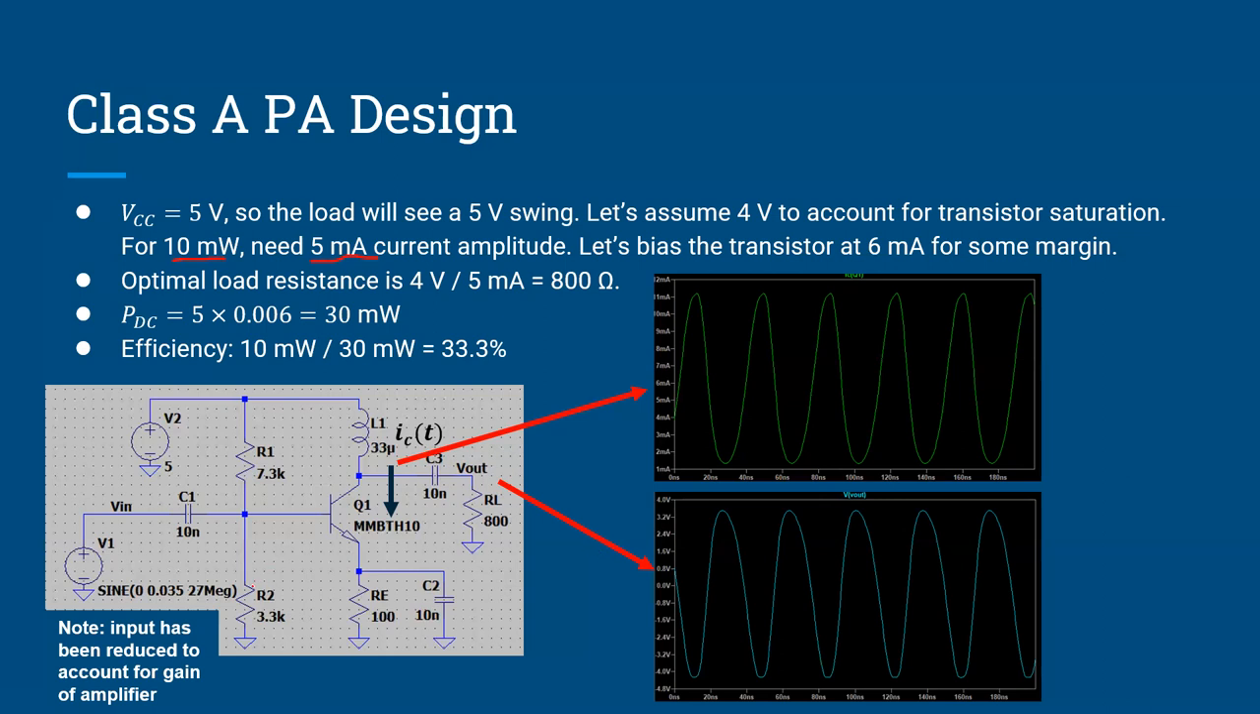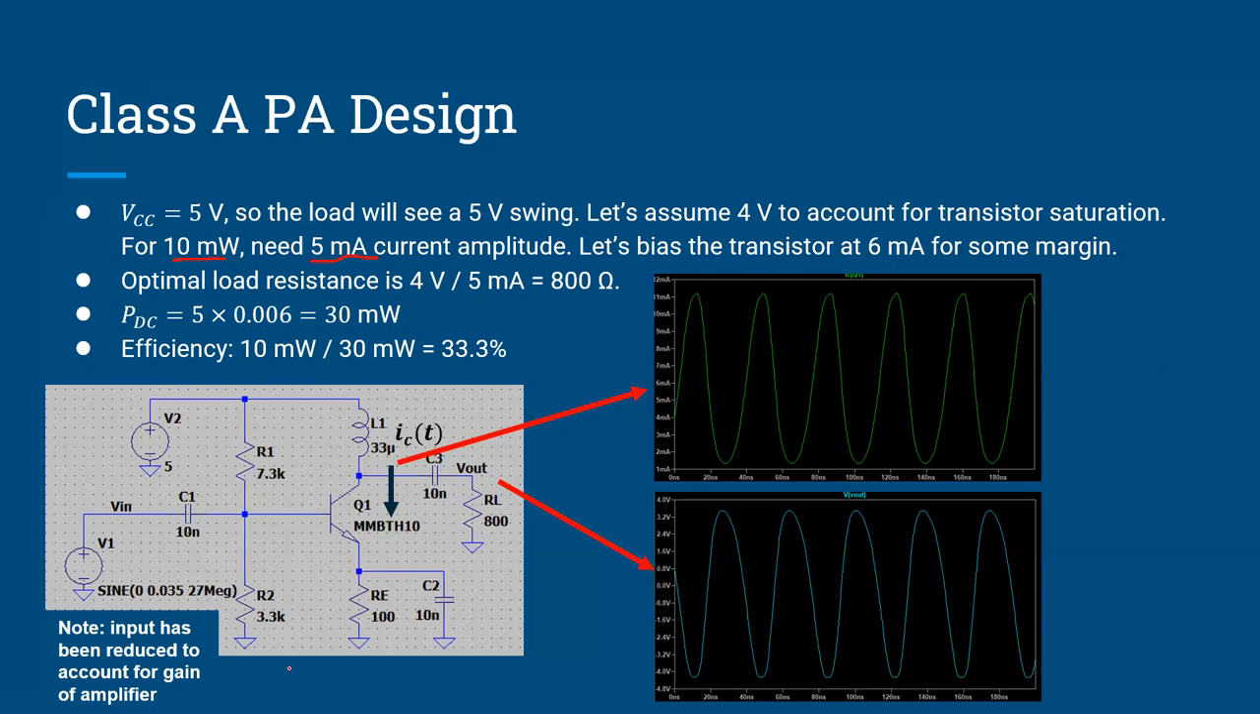The other is to lower the efficiency of the amplifier by biasing it at a higher current. And in order to get the same amount of output power, you would just lower the input amplitude, and that'll bring you to a more linear region of the transistor. But of course, you're sacrificing the efficiency by doing so.